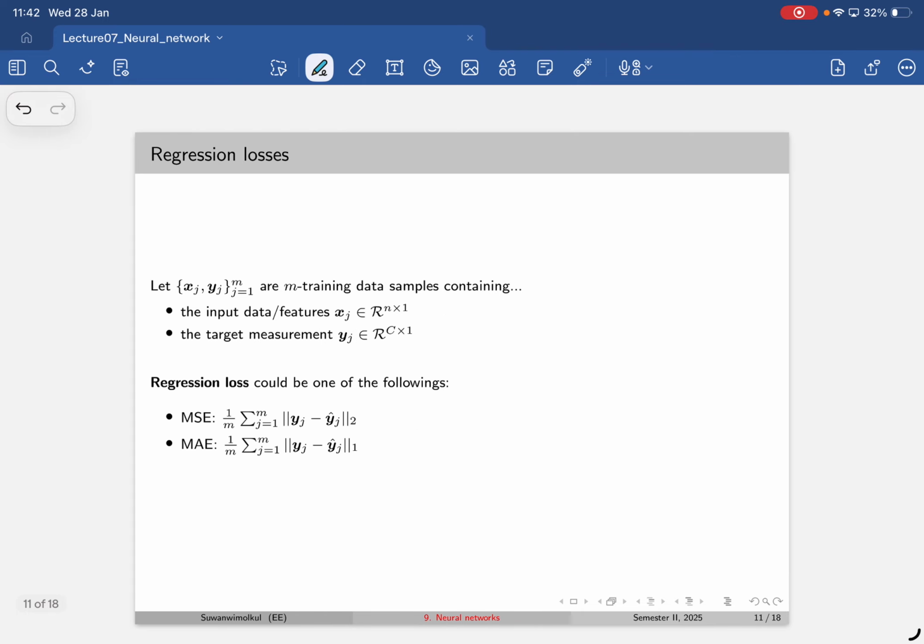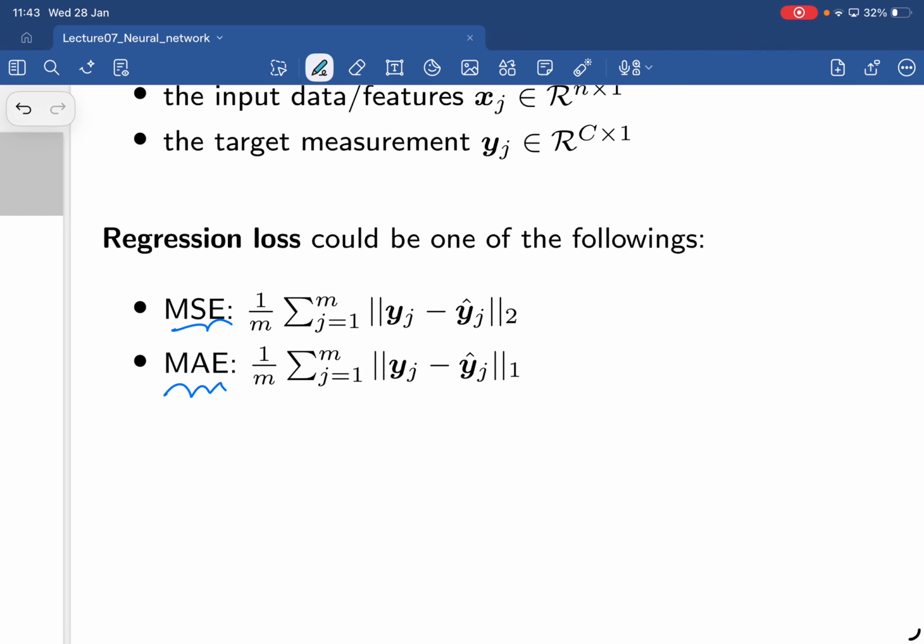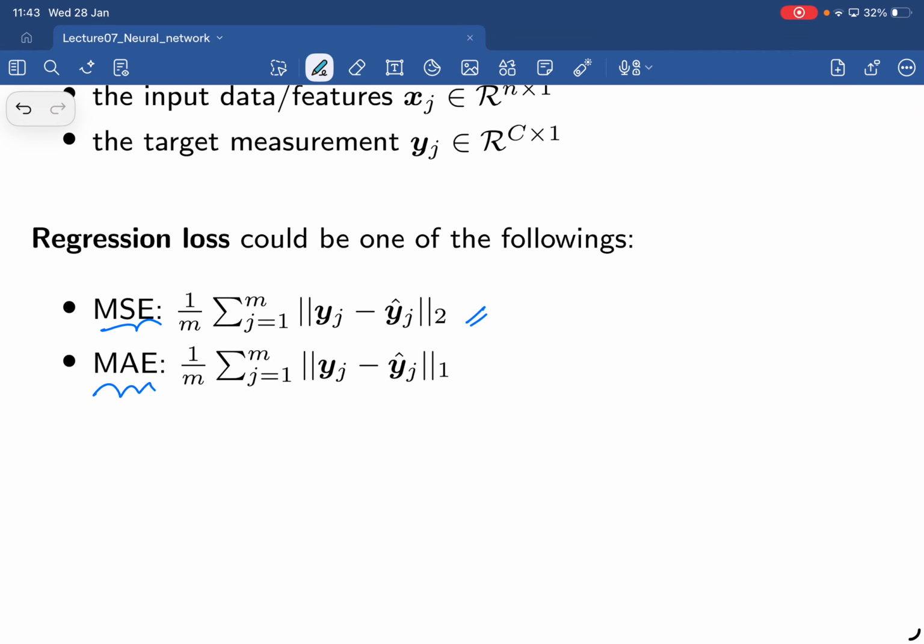And for the regression task, which I believe is probably the simplest, usually the loss functions that we use are either the mean square error loss or the mean absolute error loss. The only difference is whether you use the L2 norm or the L1 norm to optimize the weights such that it minimizes the error. Okay?